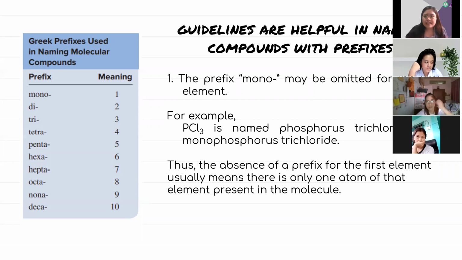Just like in this example given here, we have PCl3. PCl3, this is phosphorus. So isa lang siya, wala siyang subscript. You don't need to use mono. So automatic ka na mag-phosphorus. But in the second element, we will be using the prefix tri, since tatlo dyan ang chlorine. So we call this now phosphorus trichloride, not monophosphorus trichloride. That's the first guideline, aside from using the prefixes.